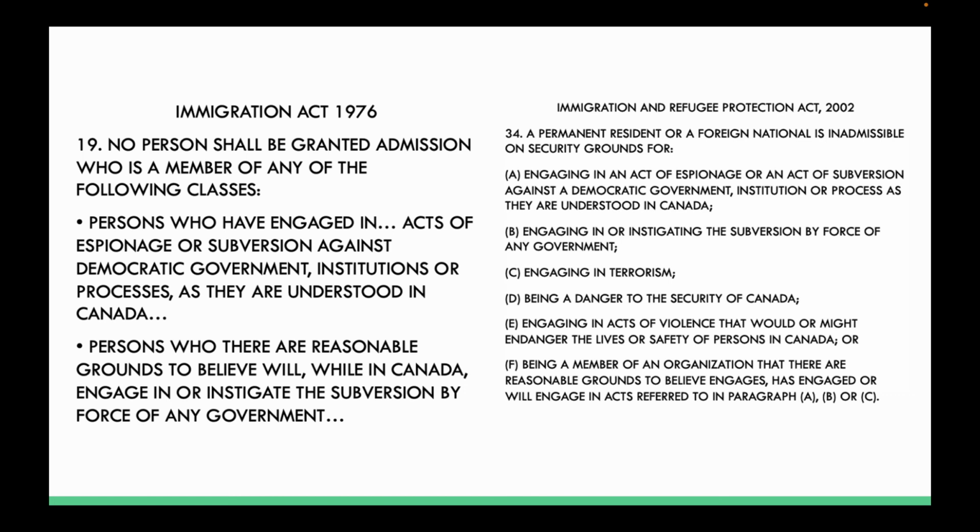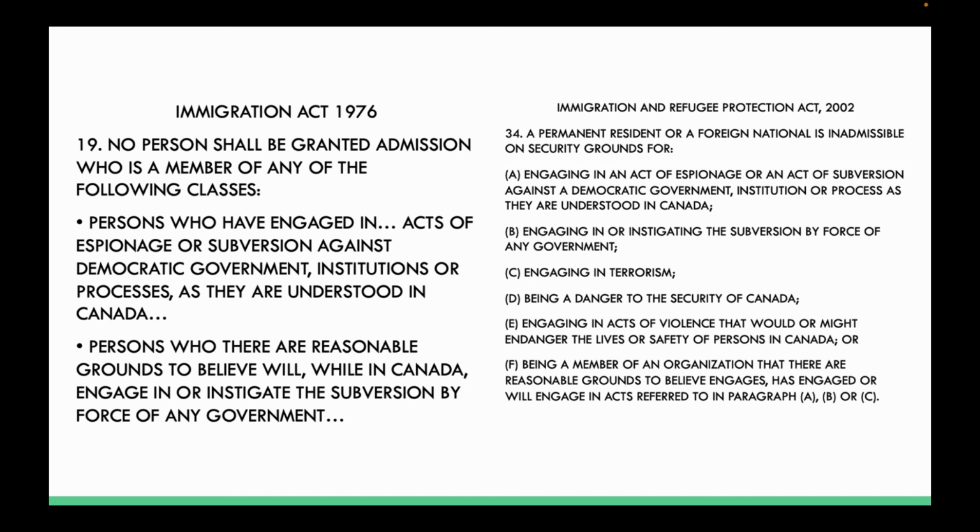Then they've got C, engaging in terrorism. D, being a danger to the security of Canada. E, engaging in acts of violence that would or might endanger the lives or safety of persons in Canada. Or F, being a member of an organization that there are reasonable grounds to believe engages, has engaged, or will engage in acts referred to in either paragraph A, B, or C.